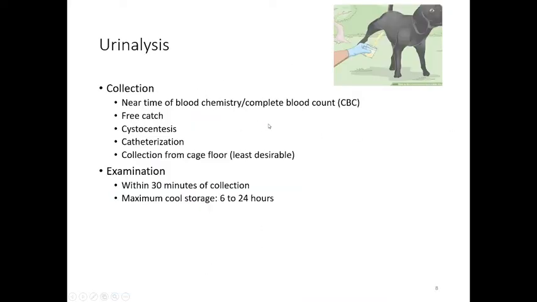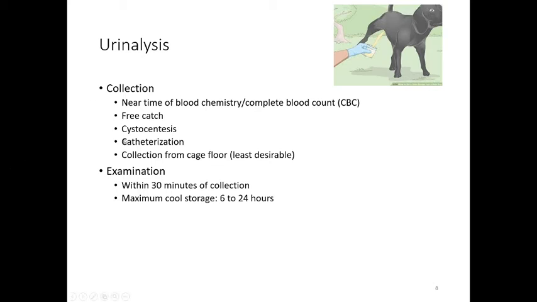Urinalysis. When we collect urine, there are a number of different ways to collect it. We want to do it about the same time we do a blood chemistry, chemical analysis of the blood, and or a complete blood count. And the reason that we're doing that is we need to compare what's in the urine to what's in the blood, because it's the whole, so we're looking at the whole body, we're looking at the whole system, and this is part of it.